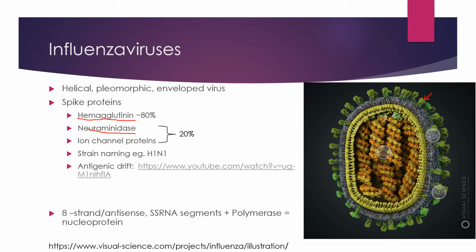The third type of protein that's embedded in the viral envelope is an ion channel protein. These help with virus uncoating after the influenza virus has infected a cell. Influenza viruses have a helical capsid, and internal to that, there are 8 strands of single-stranded RNA plus bound proteins. We will call these 8 strands and their bound proteins the influenza nucleoprotein.